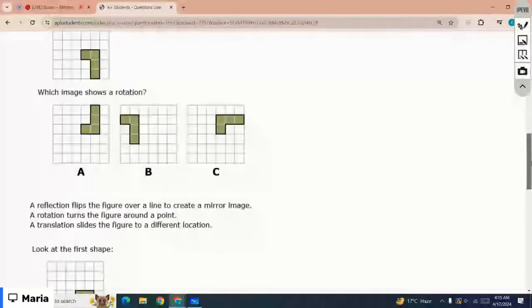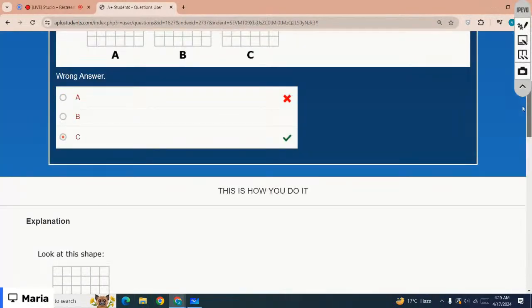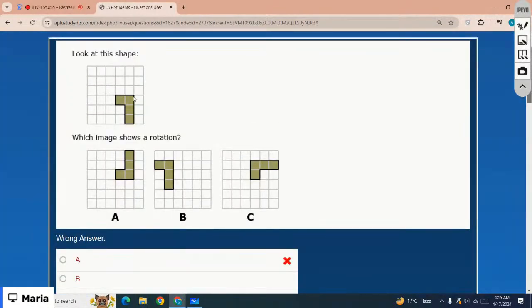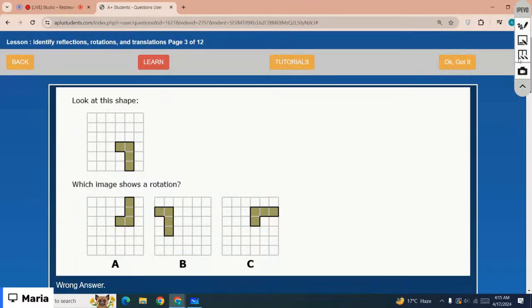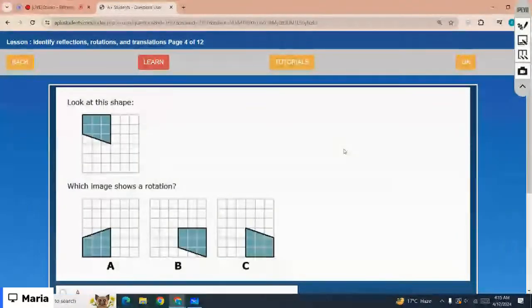A rotation turns the figure along the point. Okay, sorry, C is the rotation. Look at this shape. Which image shows a rotation? Which is the correct option?